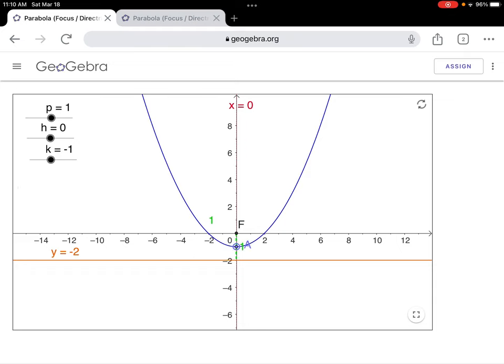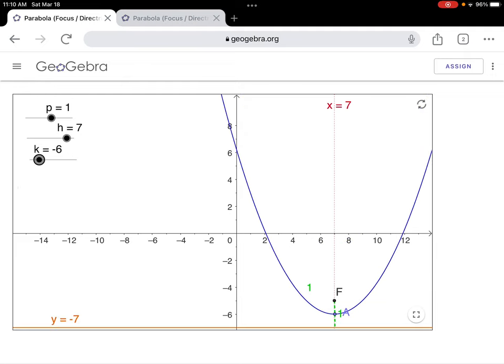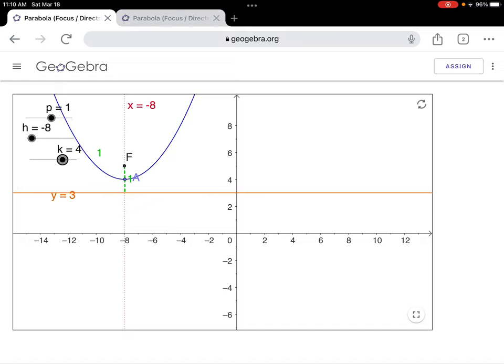We're going to be responsible for finding P in our equations. So just notice that P is whenever it is like how far is the vertex from the focus and how far is the vertex from the directrix, and it's the same. Of course, I can move my vertex, but the definition of the parabola stays the same because the focus and the directrix stay the same.